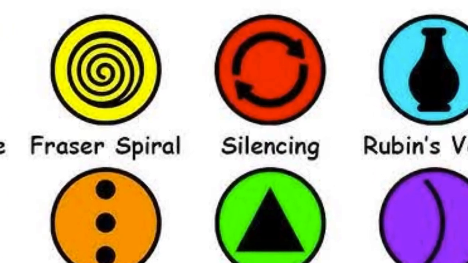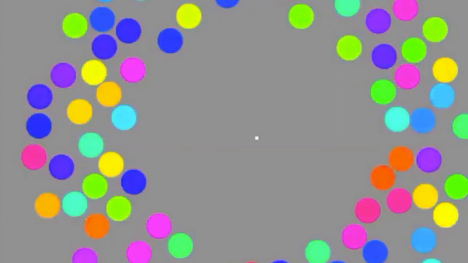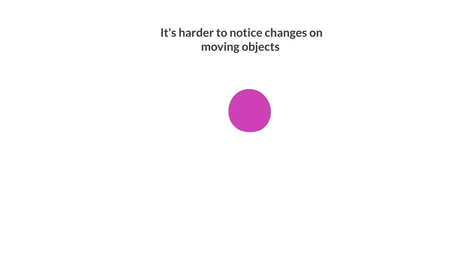Number 5. Silencing effect. Keep your eyes on the center. Notice how the balls changing color seem to stay the same when rotating? It's harder to notice changes on moving objects, creating this mesmerizing effect.